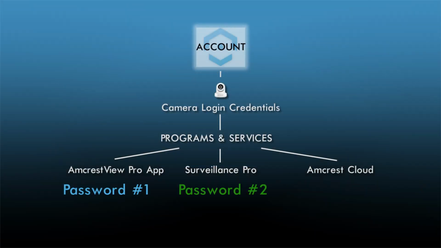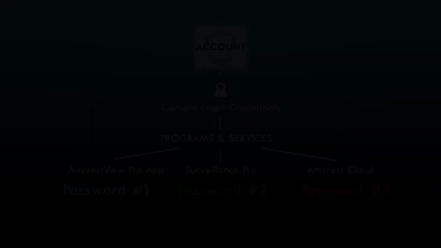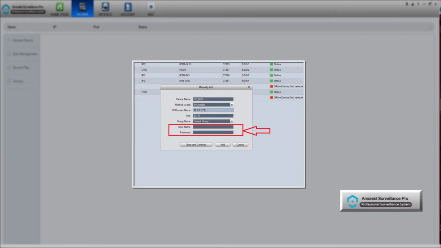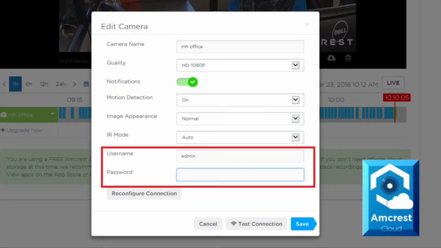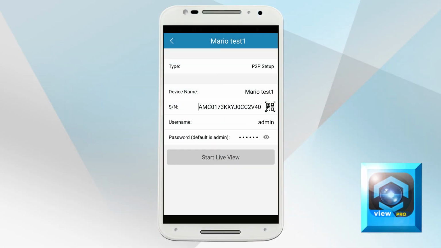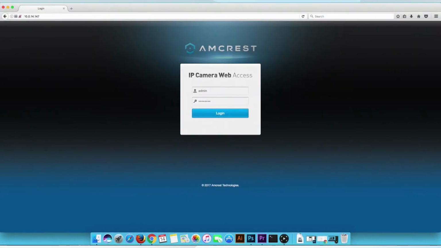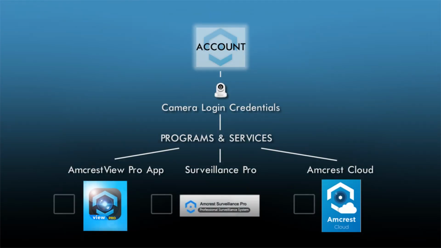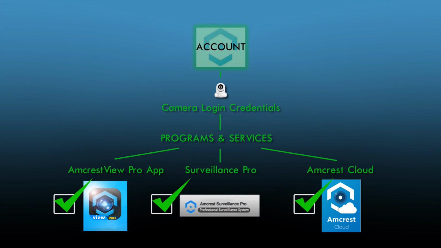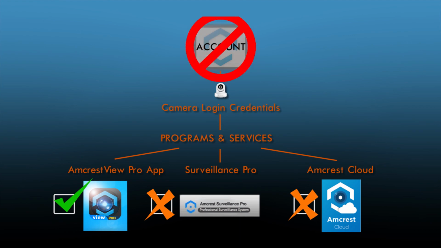Oftentimes, the password might be different in another program or service that uses the camera's credentials. For example, this can include Surveillance Pro, Amcrest Cloud, Amcrest View Pro app, and other services. To summarize, if a password is changed in one program or service, please ensure the changes are made in all programs and services being used in order to prevent a user lock issue again.